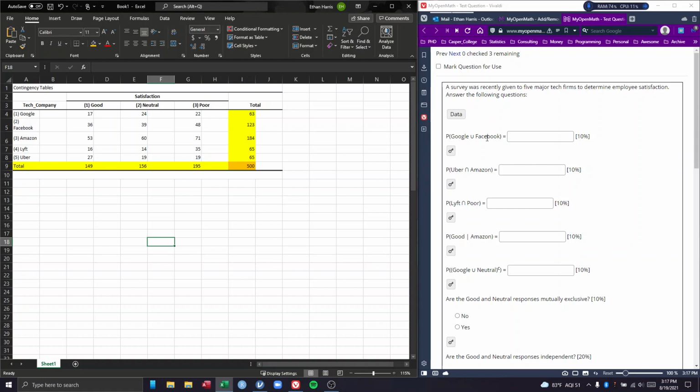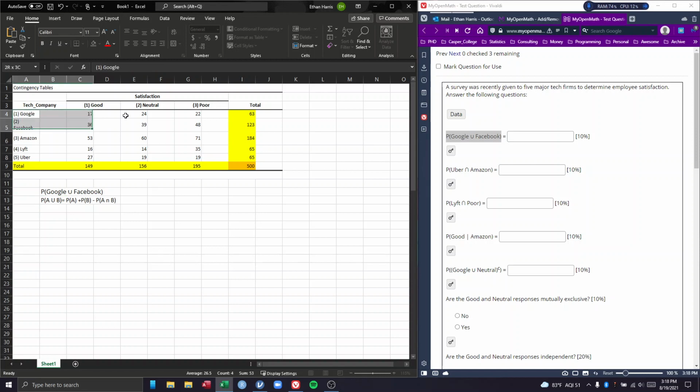Okay, very well. So our first question that we have is Google union Facebook. And I'm just going to grab it and paste it right here. Google union Facebook. Now, generically, we have the probability of A union B is equal to the probability of A plus the probability of B minus the probability of A intersect B. So that's just how we do it generically. So Google could be our A event. Facebook can be our B event.